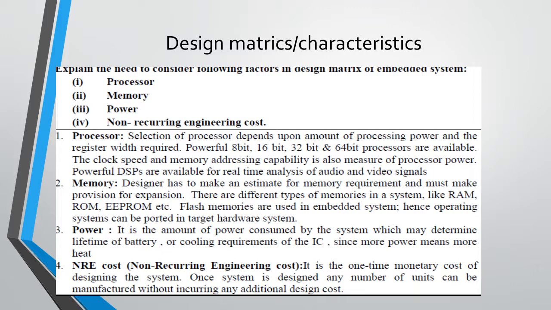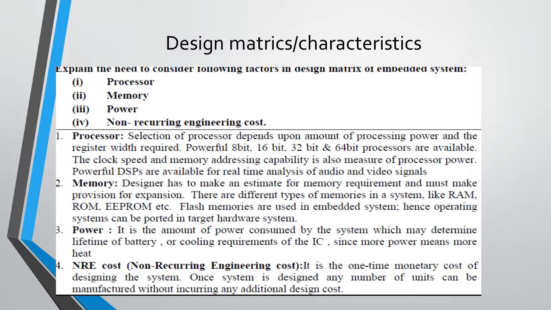First is processor power, then memory, operating system, reliability, NRE cost, that is non-recurring engineering cost, unit cost, size, flexibility, time to prototype, time to market and maintainability. From among these we have taken 4 factors.